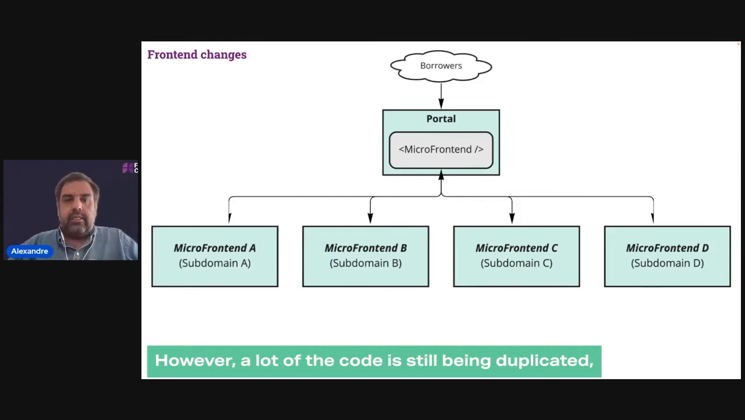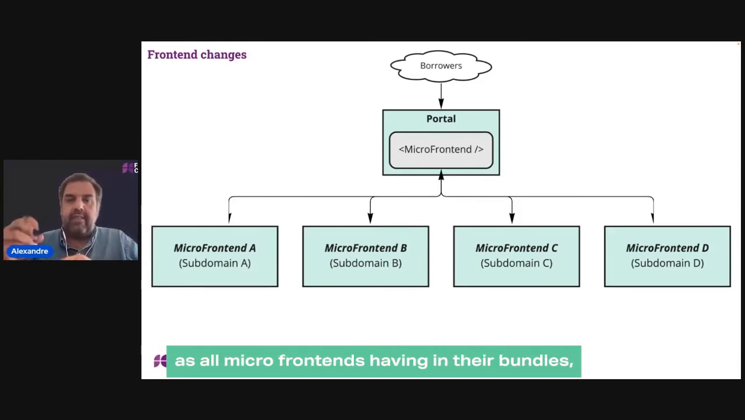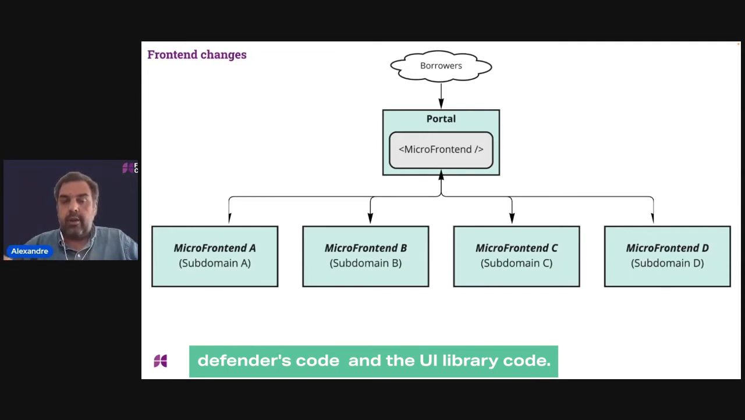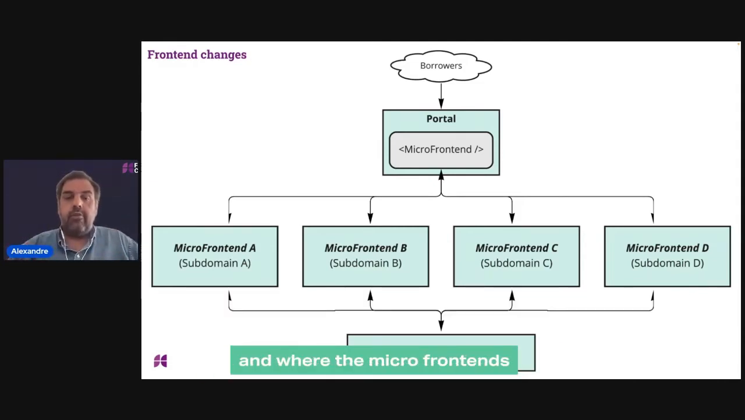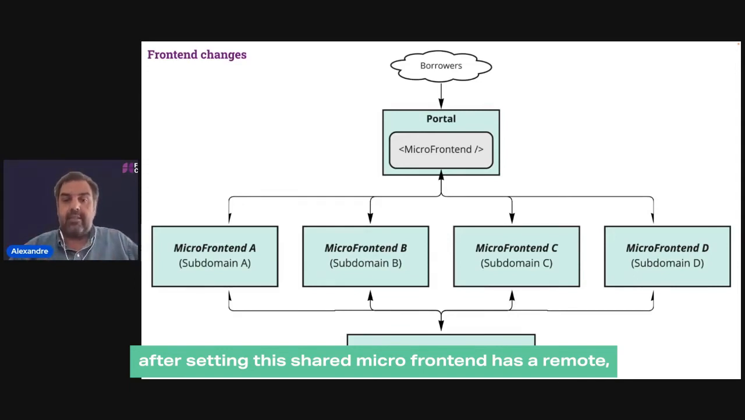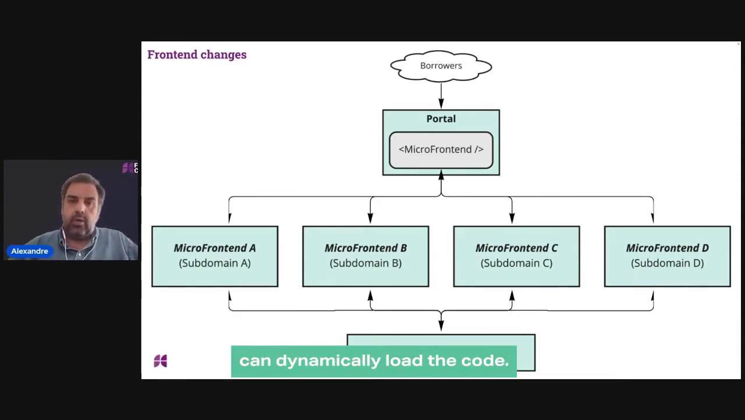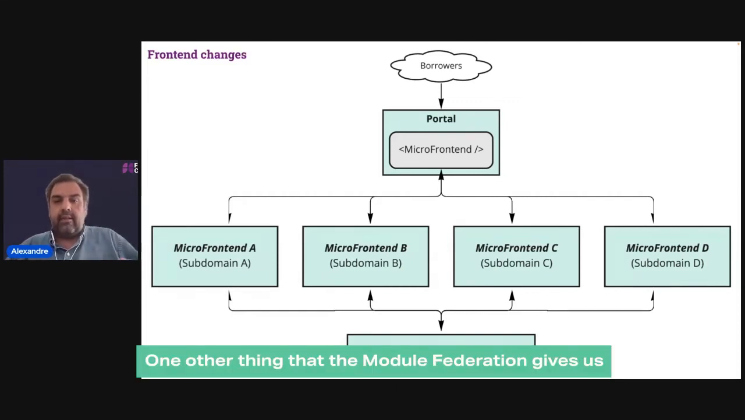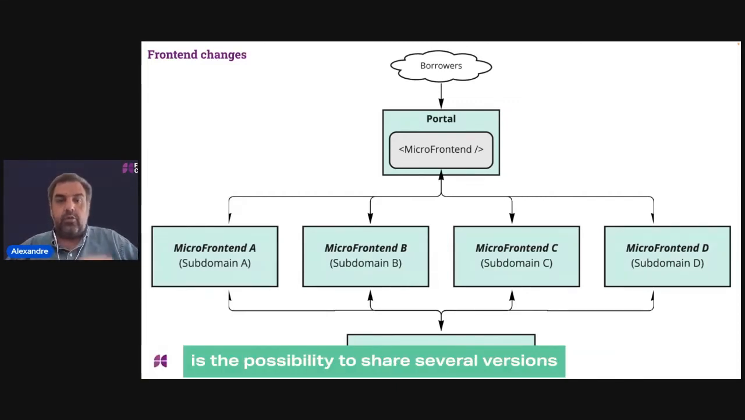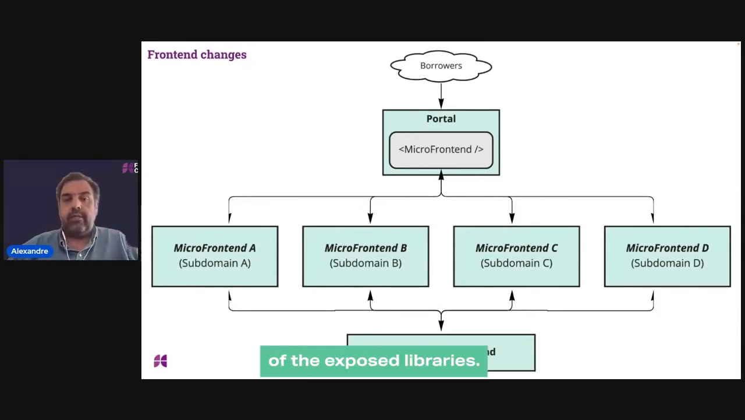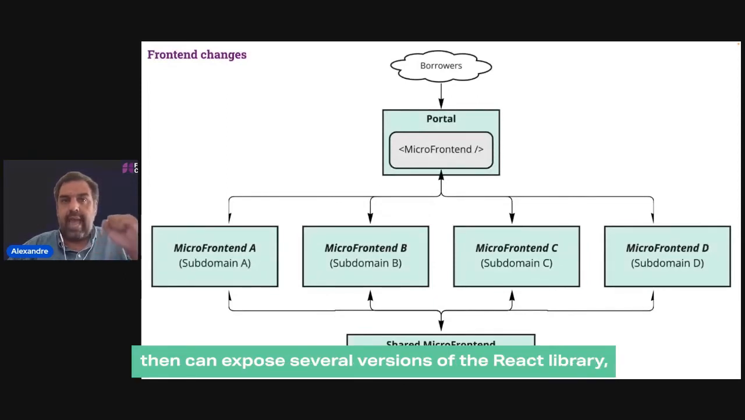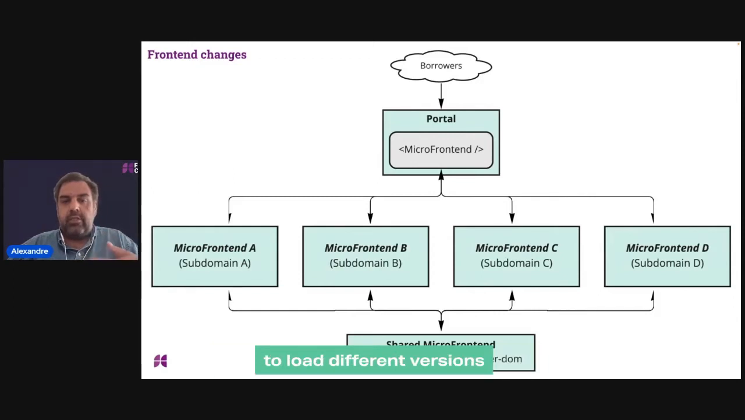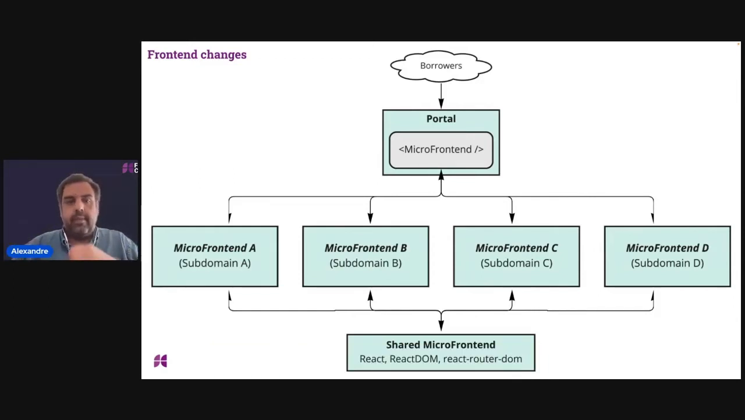However, a lot of the code is still being duplicated, as all micro frontends have in their bundles the vendor's code and the UI library code. To remove this duplication, we have created a shared micro frontend that will expose all this code, and the micro frontends, after setting this shared micro frontend as a remote, can dynamically load the code. One other thing that Module Federation gives us is the possibility to share several versions of the exposed libraries. As an example, the shared micro frontend can expose several versions of the React library, allowing the micro frontends to load different versions of the libraries they depend on.